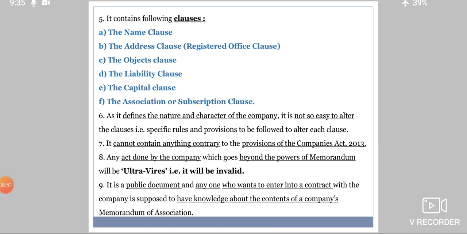Coming to the 9th point, it is a public document. Most important, it's a public document, and anyone who wants to enter into a contract with the company should have knowledge about the contents of the company's memorandum of association. That means, see, the outsiders we saw on the previous slide, shareholders, creditors, investors, it's a public document. So all the outsiders should have knowledge about all the clauses and everything that is there in the memorandum of association.